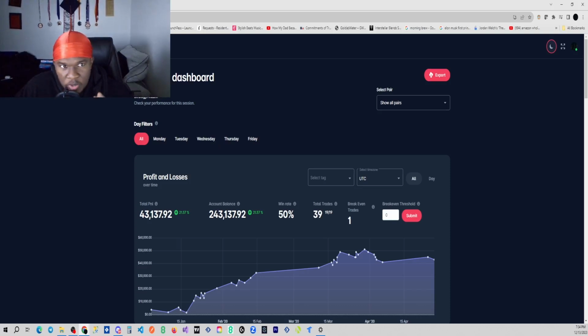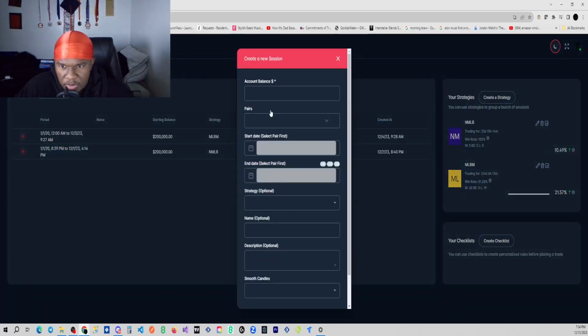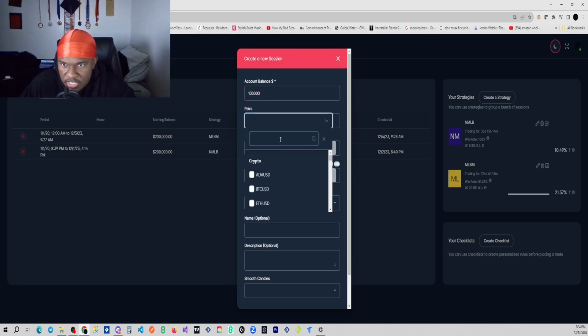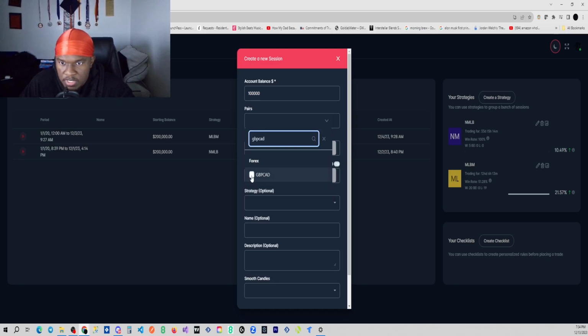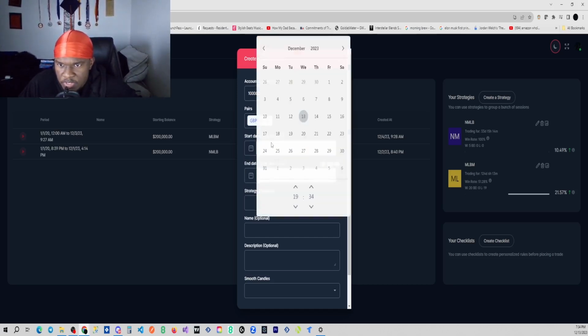So let's go ahead and backtest one of my setups. We're going to create a session. Let's just do 100K. I'm probably going to do this on GBPCAD, and I'm going to show you guys the full thing from start to finish.